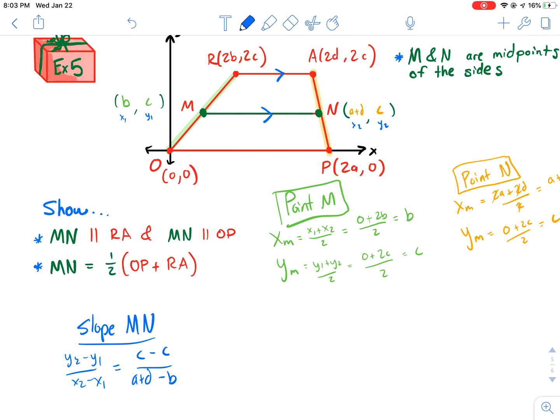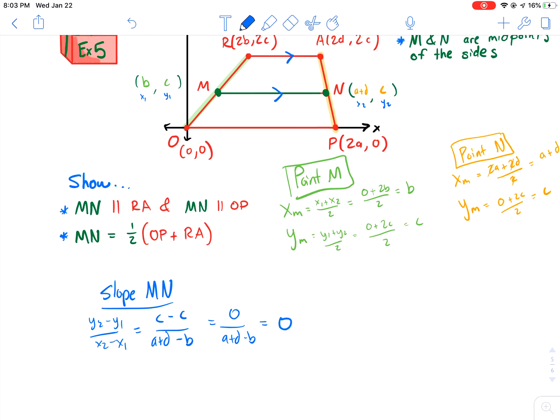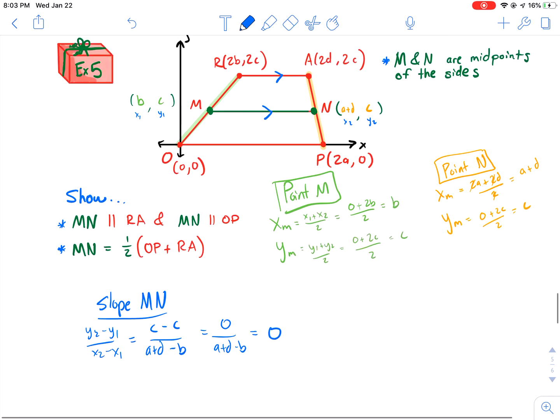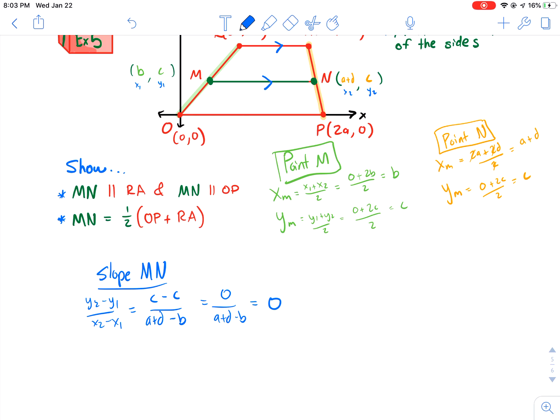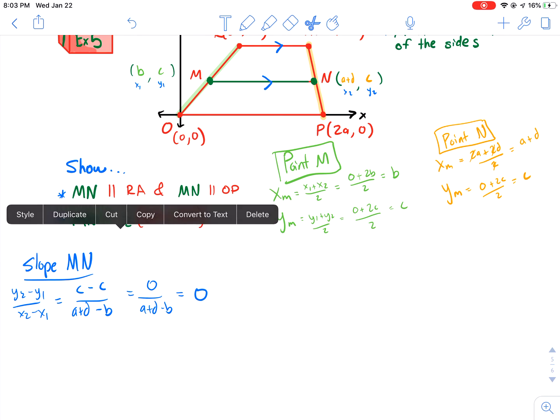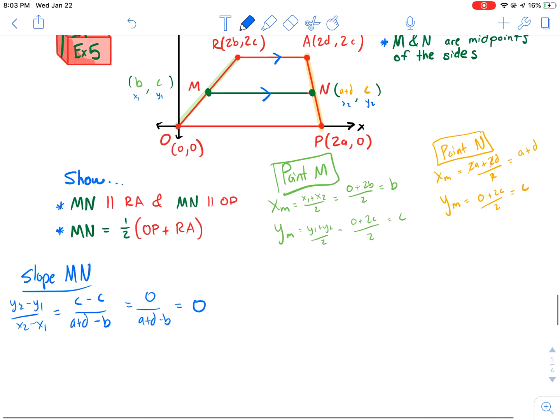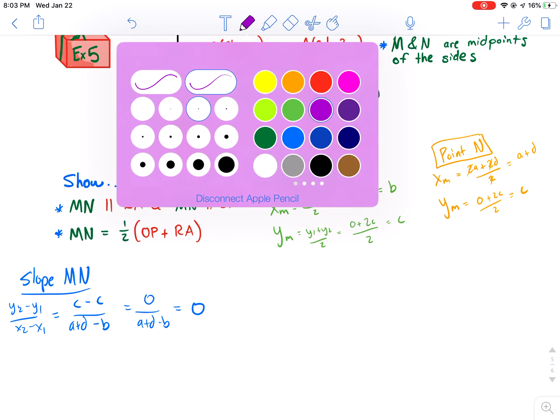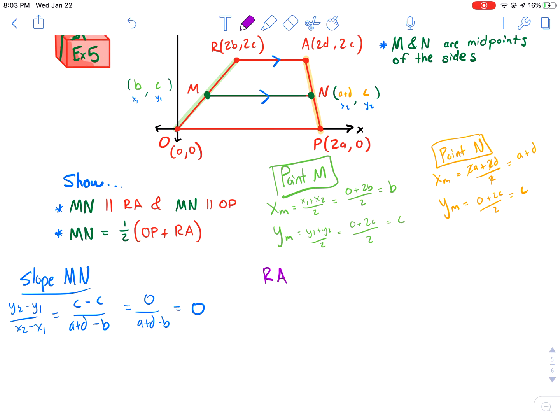That is going to be 0 over A plus D minus B. 0 divided by anything is just 0, so that's pretty good. We like that. All right, now let's find RA. So RA, the slope of that guy, let me move this over. That works, I suppose. So let's find RA. I'm going to use purple for RA slope.